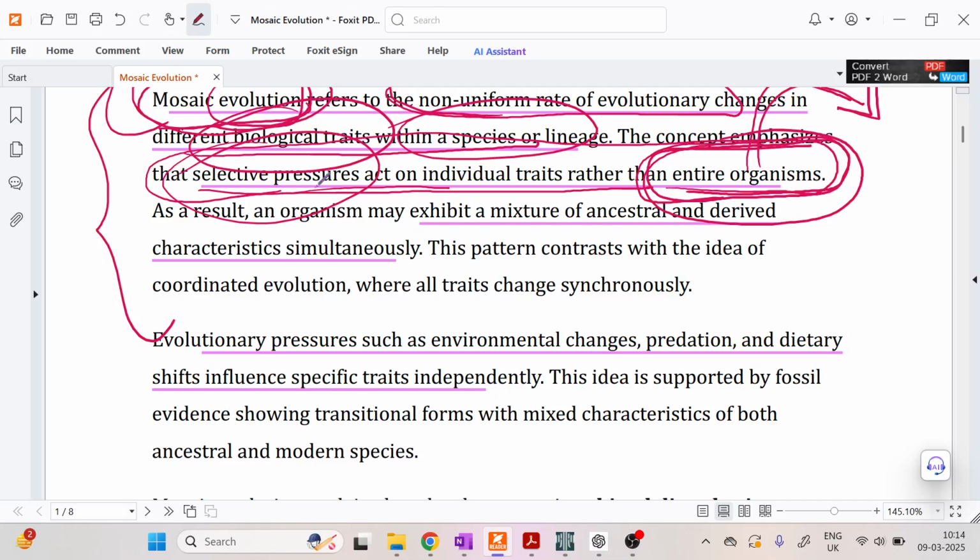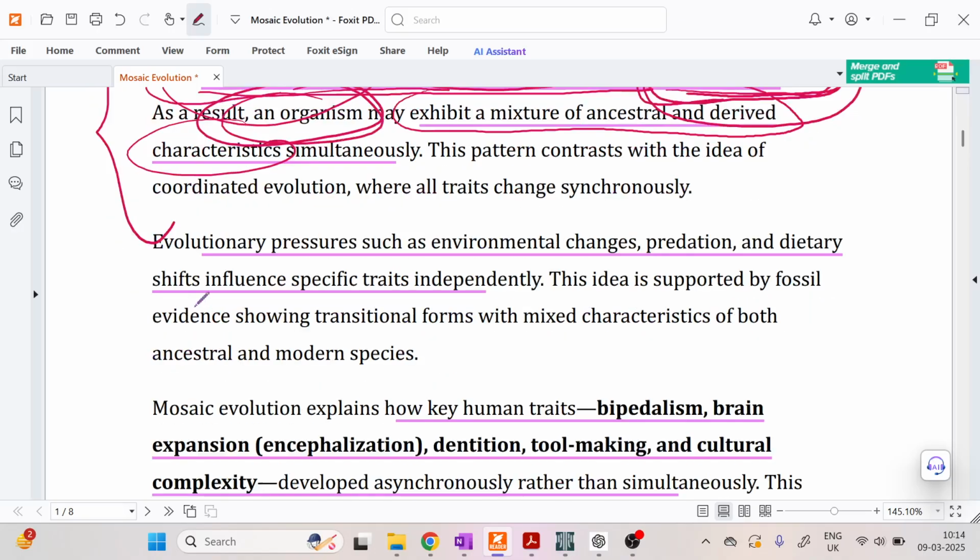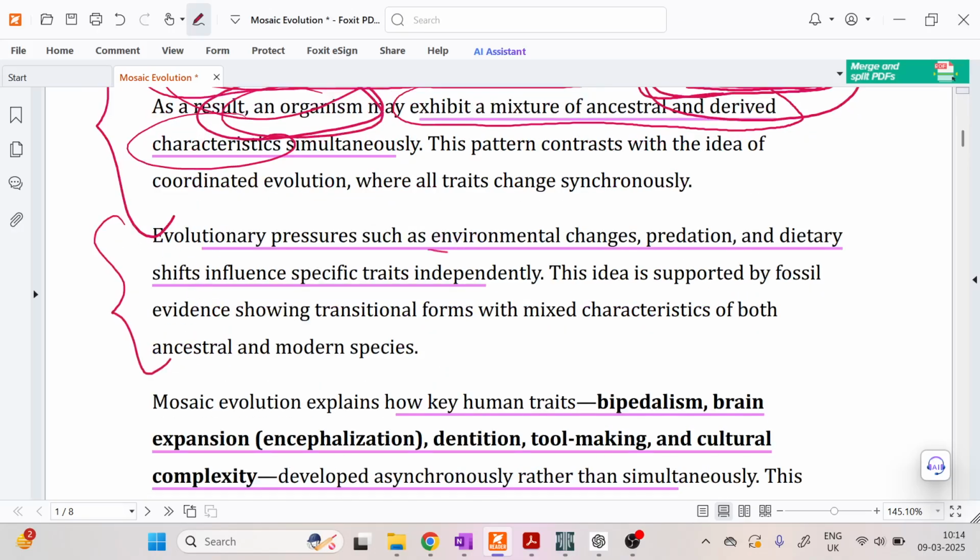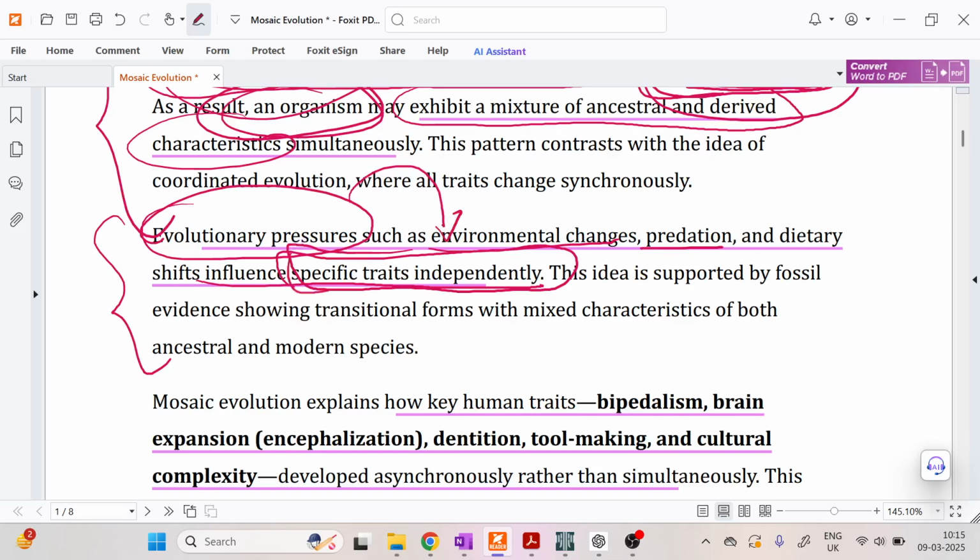Now when selective pressure, when natural selection, acts on individual traits, any organism whose fossil we may see through archaeological discovery will exhibit a mixture of ancestral and derived characteristics. The evolutionary pressures such as environmental changes, predation, and diet all influence specific traits independently. Please pay attention to this: the pressures of natural selection act on individual traits in an independent manner.